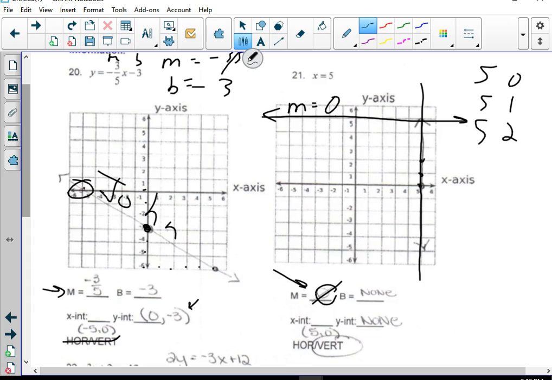It has no x-intercept. So there's no x-intercept. I'm sorry, I got that one. X-intercept is 5, 0. That was written there. Sorry. The y-intercept doesn't have one, because it's never going to cross y. And it is a vertical line, so we circle that.